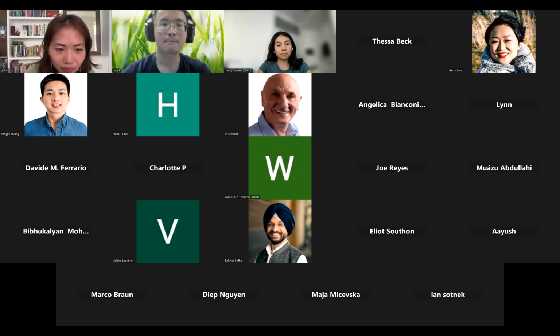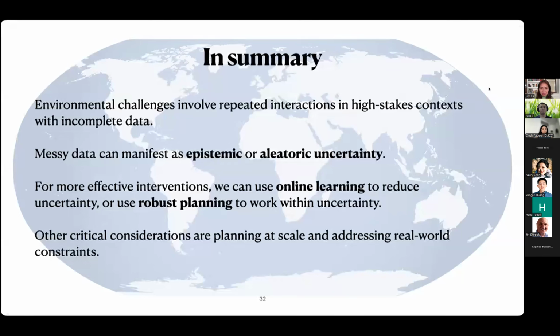Here we go. So just to close off, environmental challenges very often involve repeated interactions in these high stakes contexts with incomplete data. And this uncertainty and the messiness of the data can manifest as either epistemic or aleatoric uncertainty. And if we want to design more effective interventions, we can use online learning to reduce uncertainty when it's reducible, when it's epistemic, or we can use robust planning to work within uncertainty that is irreducible or aleatoric. And then there's other considerations that we have to consider, like planning at scale and addressing real-world constraints.